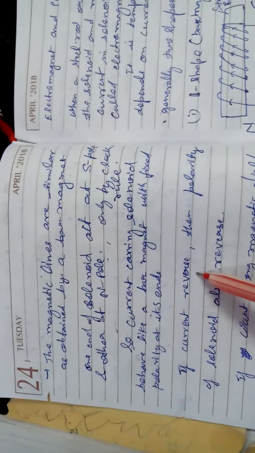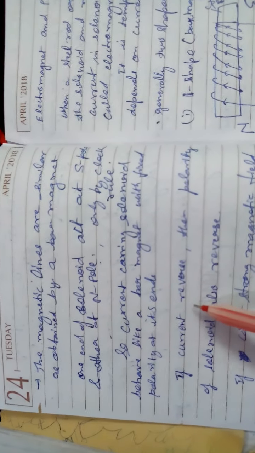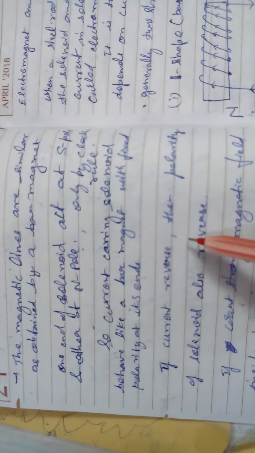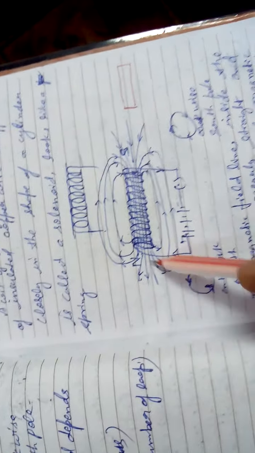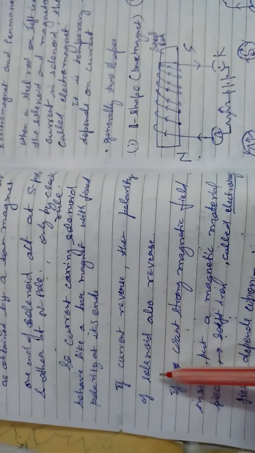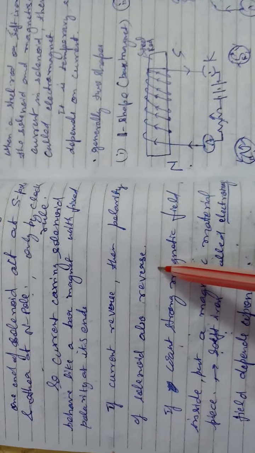If the current is removed, it is simply a wire again. The magnet form exists only due to the current. If you reverse the direction of the current, attaching the positive terminal here and the negative terminal there, then the polarity also changes. The current reverses, the polarity of the solenoid also reverses. North becomes south and south becomes north.